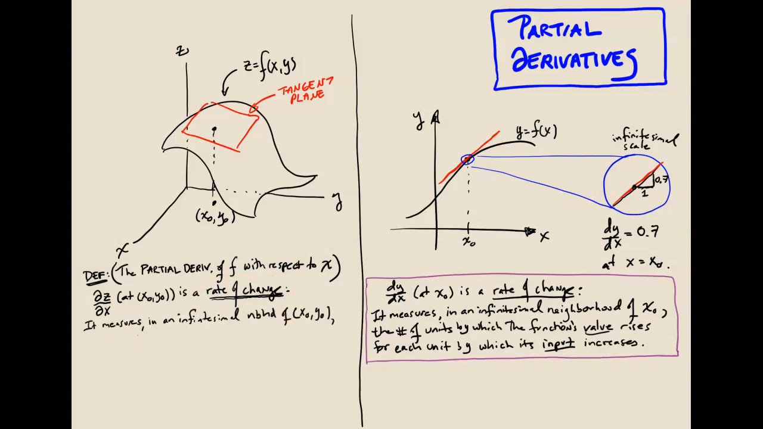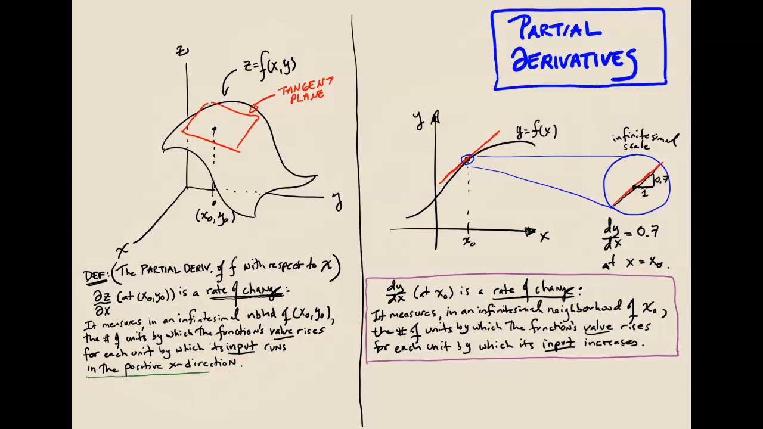It measures, once again, in an infinitesimal neighborhood of the point where we're taking the derivative, same old story as it was in the one-dimensional case, the number of units by which the function's value rises for each unit by which its input runs in the positive x direction. Very important that we're specifying one particular direction in which the input changes. Let's make this a little more concrete by playing around with the picture I've already drawn here.